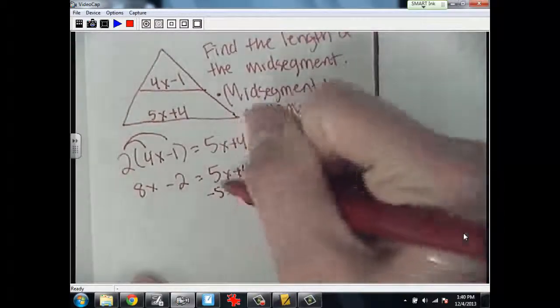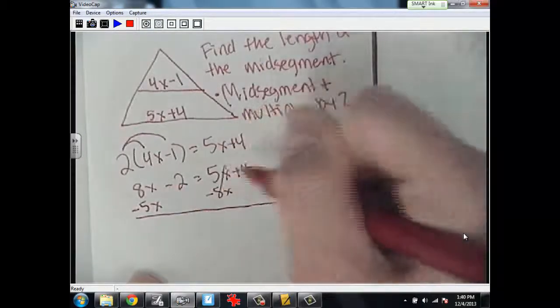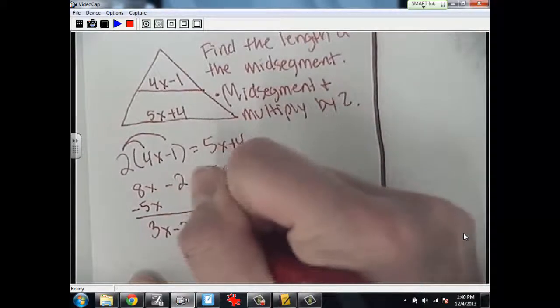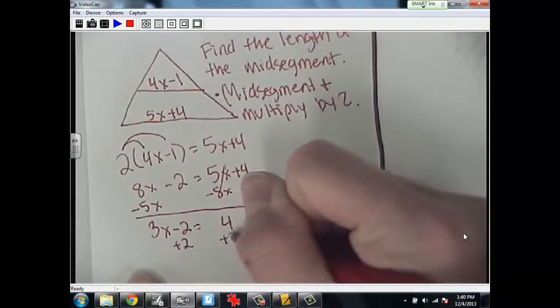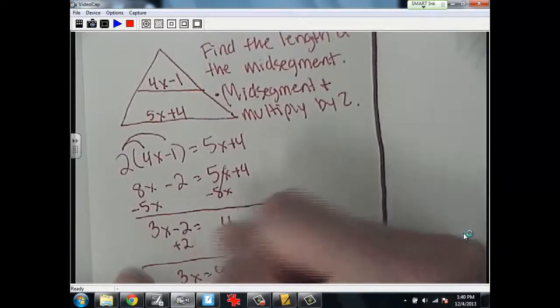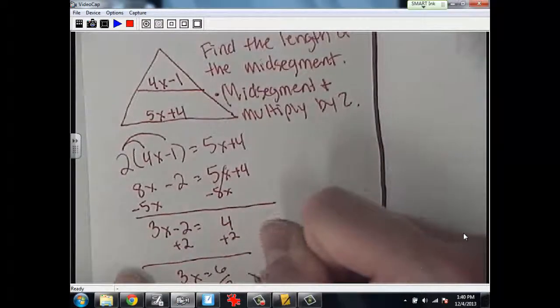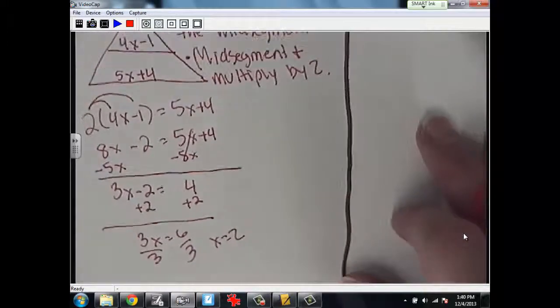Subtract your 5x over. 3x minus 2 equals 4. Add your 2. 3x equals 6. We divide by 3. And my x value is 2.